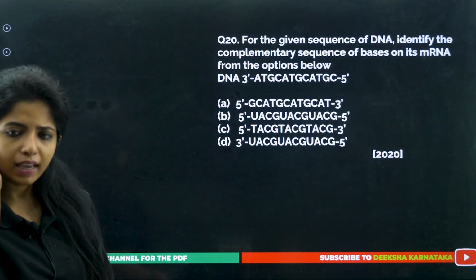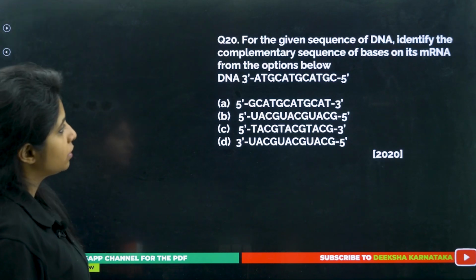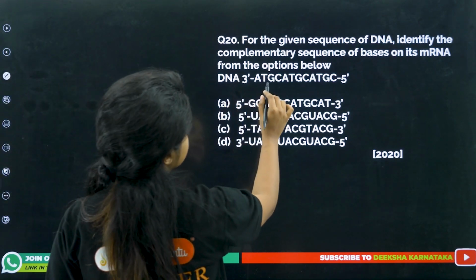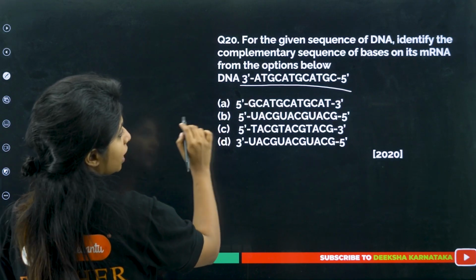Same question, I think. They have just changed the option and this came in a separate year. So, this is the sequence that we have. We have to make a complementary strand of it, then only we can make an mRNA.